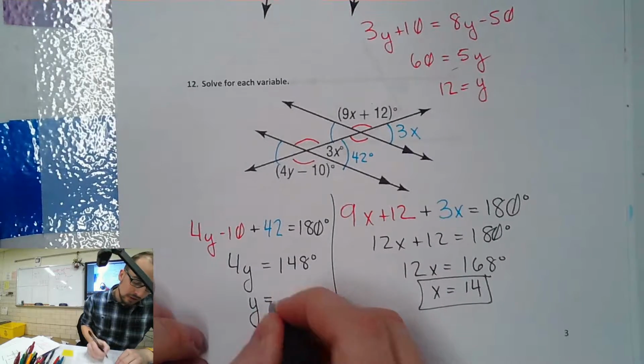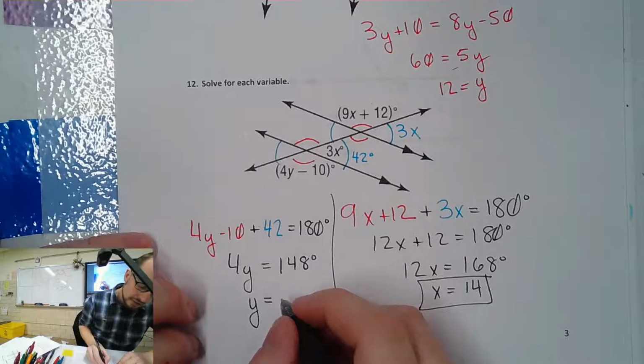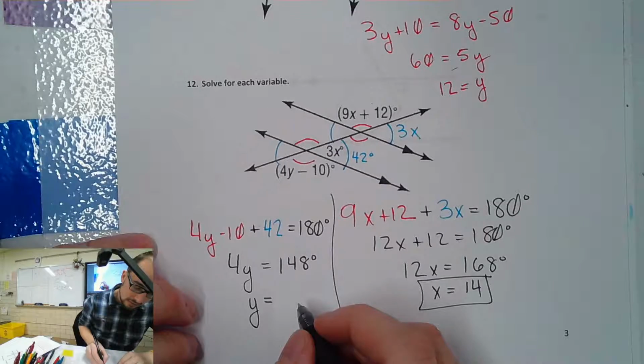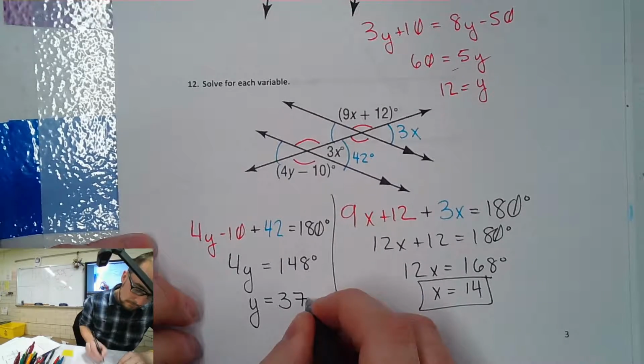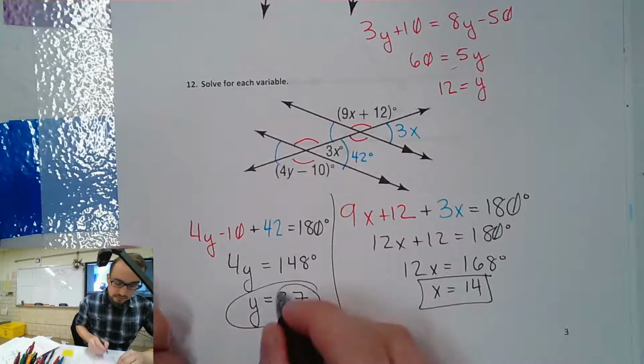Divide by 4. 100 divided by 4 is 25. 40 divided by 4 is 10. So that's 35 put together. 8 divided by 4 is 2. So that's going to be 35 plus 2, 37. So y is 37.